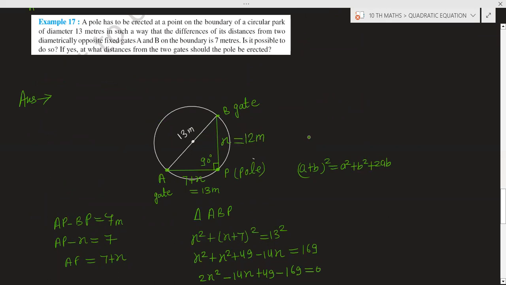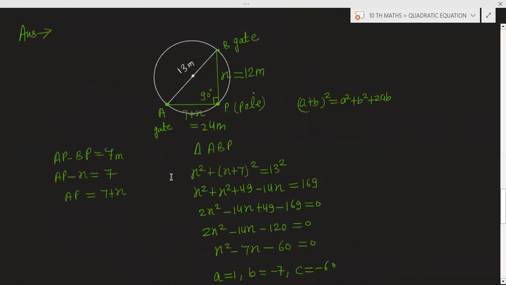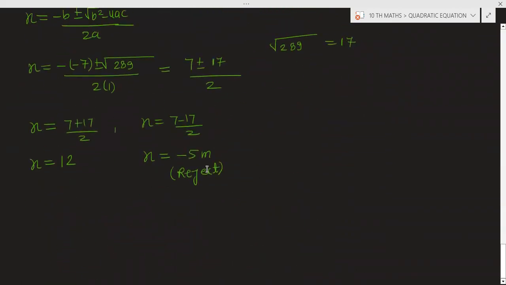Okay, sir. And this will become 24 meter. So it will become 12 meter. Okay. So next question we will solve.